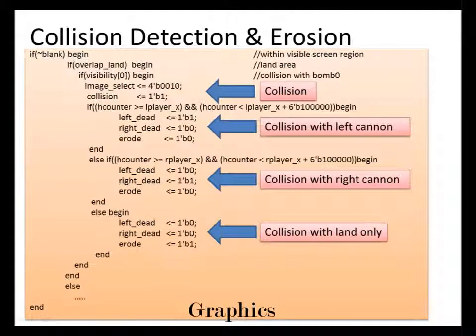Next, we examine where the collision took place. If it took place within a left cannon region, the left cannon is dead. Similar check is done for the right cannon. If the collision did not take place in any of the cannon regions, then none of them are dead, and erosion of the land takes place by setting the erode signal to 1.